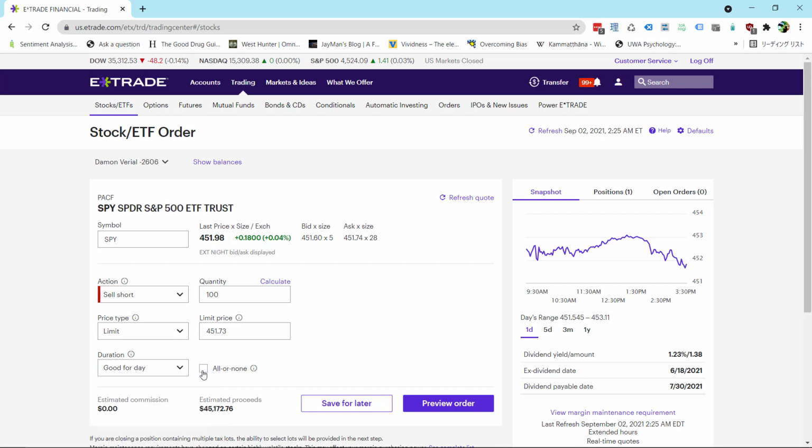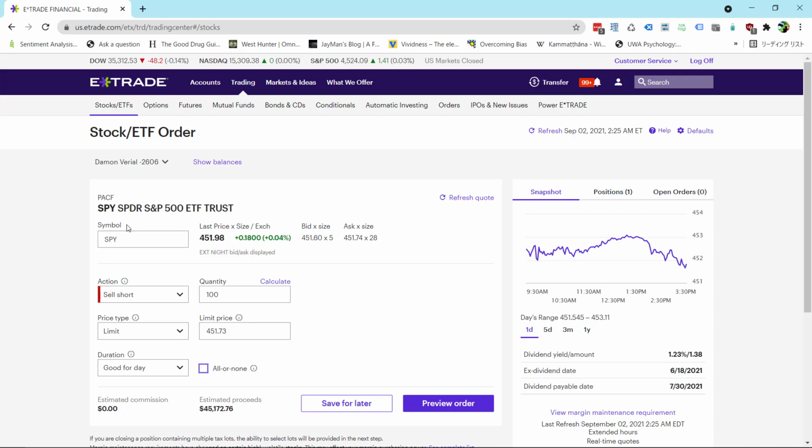So one more thing, actually. All or none right here means that if you click this, you do not want to accept partial orders. So if someone's willing to buy this from you, but they only want 50 at this price, and you click all or none, that will not be filled. So you won't be left with a 50 share short position if you really just want to be short 100 shares. That's up to you if you're willing to take a partial trade.